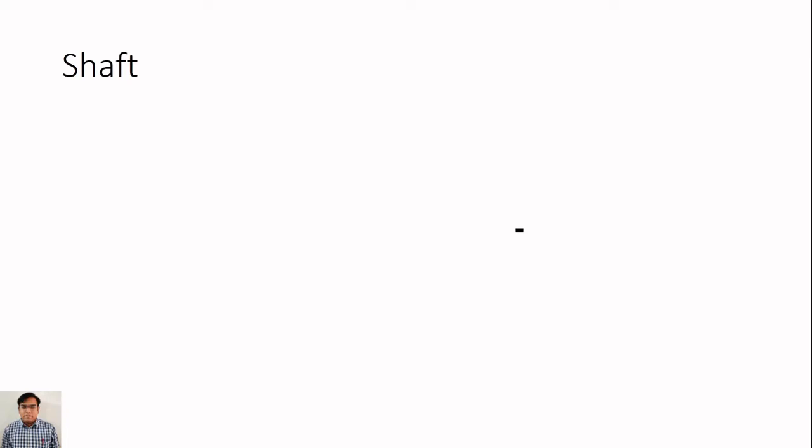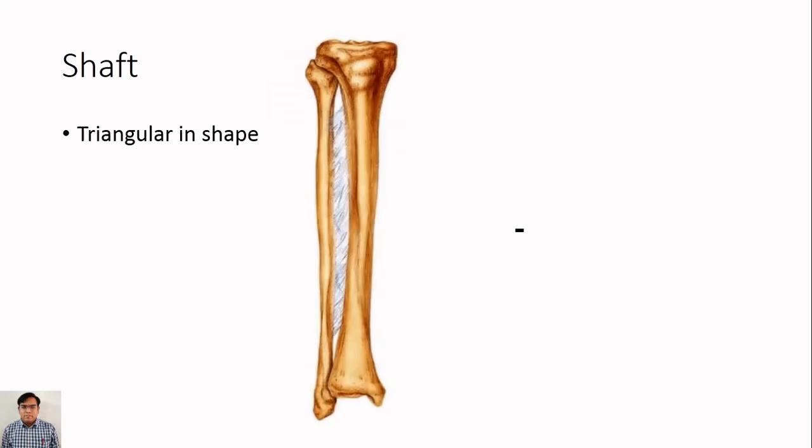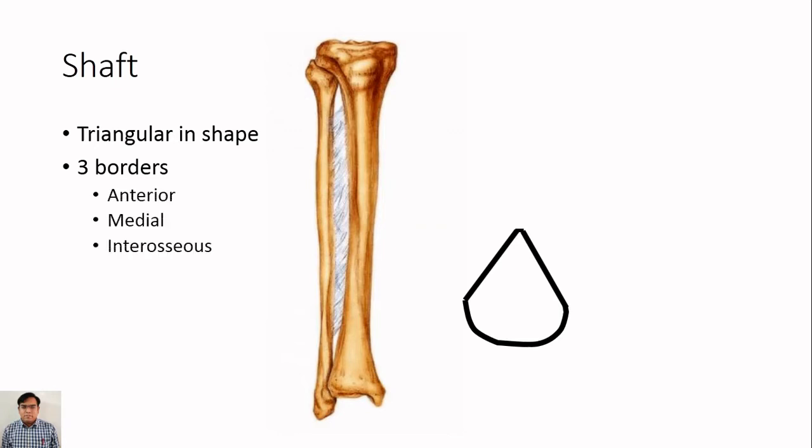Now the shaft, on cut section, is triangular in shape. This is tibia, and on cut section it looks like this. It has three borders: anterior border, medial border and interosseous border. So this is the anterior border, and this is also called the shin of tibia.